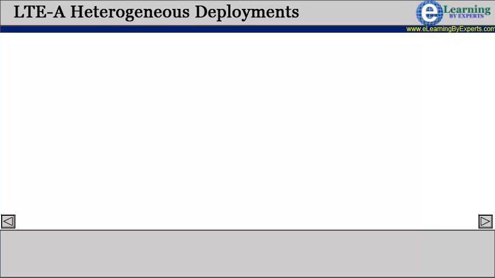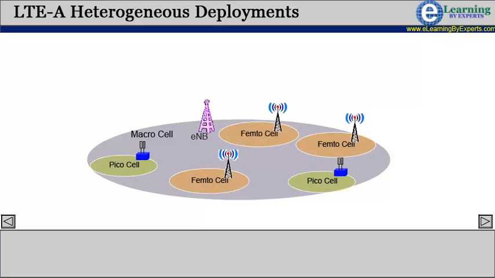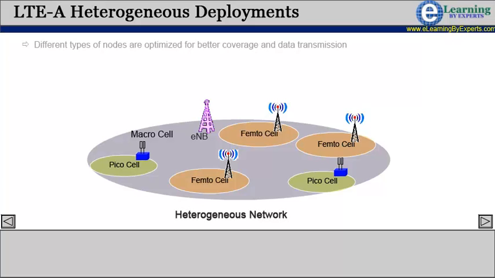With an explosive growth in wireless traffic, a variety of small-size low-power base stations are being deployed within the usual macro eNB to serve hot zone, office, and home areas. This type of overlay architecture is referred to as heterogeneous network. Different types of nodes are optimized for better coverage and data transmission.